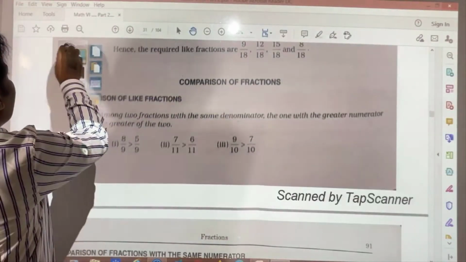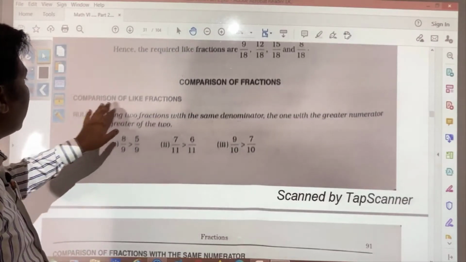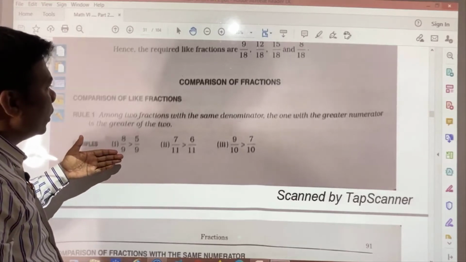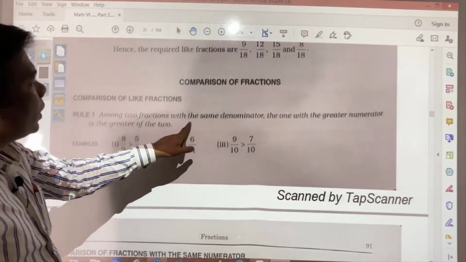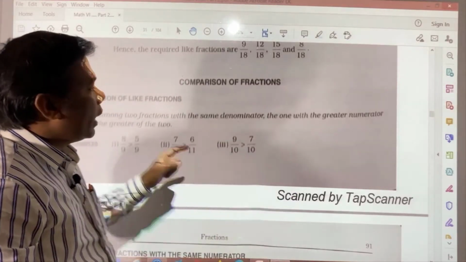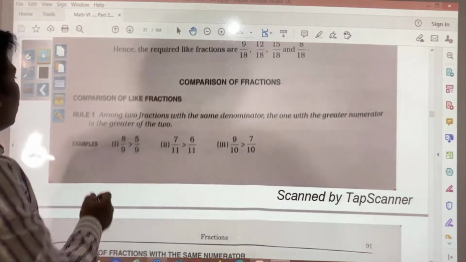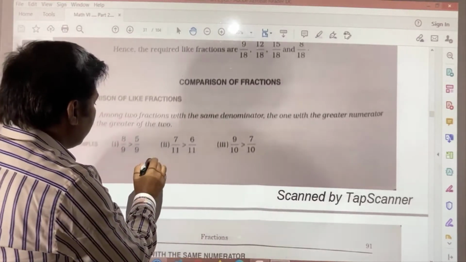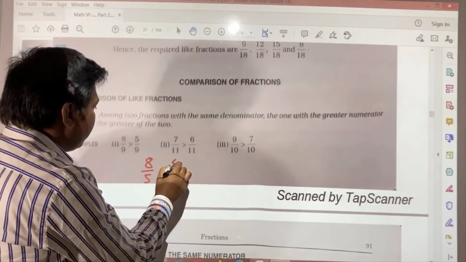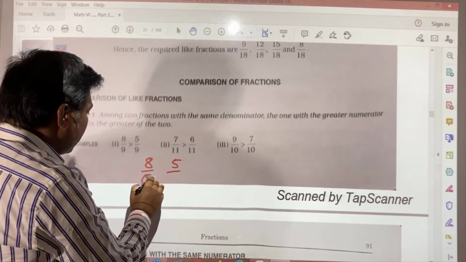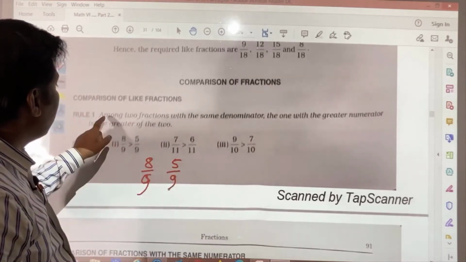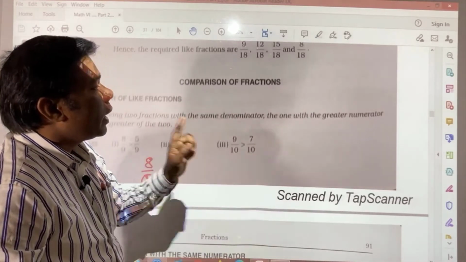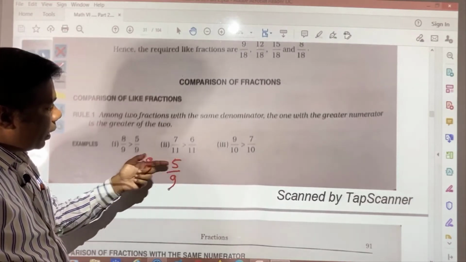Then you have comparison of fractions. Comparison of like fractions: if we have like fractions and you need to compare two fractions with the same denominator, the one with the greater numerator is the greater of the two. Here you see, so simple it is. Suppose it has been given 8 by 9 and 5 by 9. Among two fractions with the same denominator, the one with the greater numerator is greater, so just you compare the numerators.